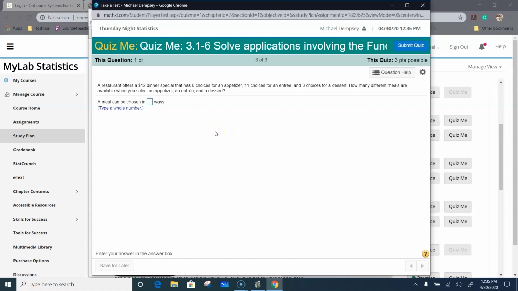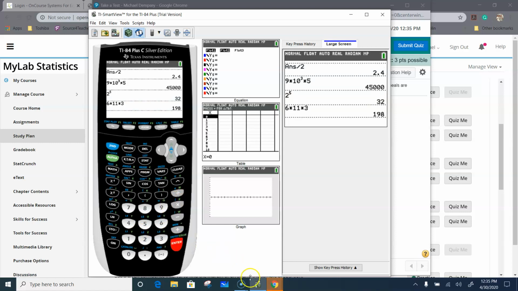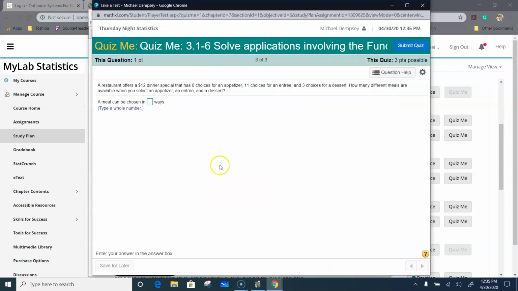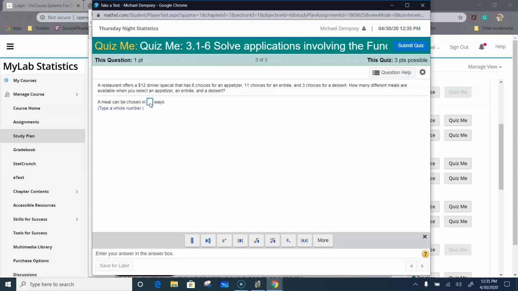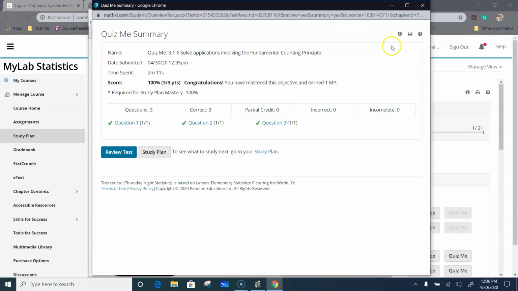Okay. A restaurant offers a $12 dinner special that has 6 choices for appetizer, 11 for entree, and 3 for dessert. So 6 times 11 times 3 is 198. And now I can submit. 3 for 3.